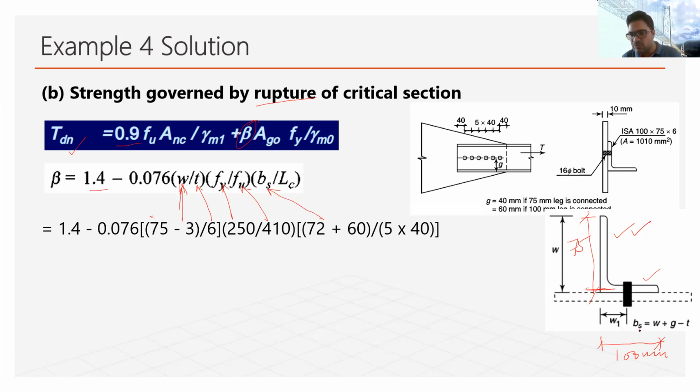Similarly, the length of BS is mentioned in the IS code also. The length of BS is the sum of W plus G minus T. Now what is G? G is basically the value W1, the distance from the edge to the center of the connection, where the connection is happening. This G1 value is already given. So BS will be the sum of W plus G.